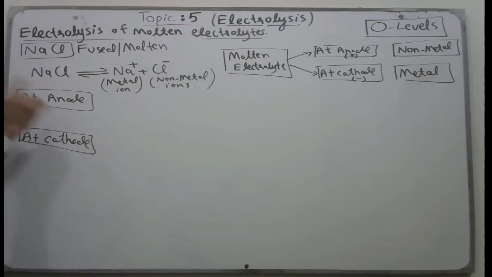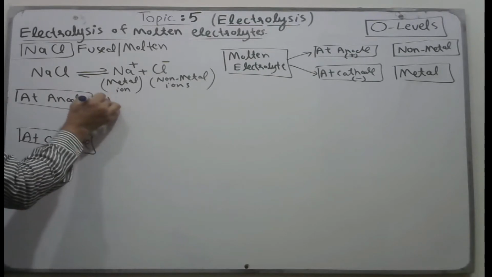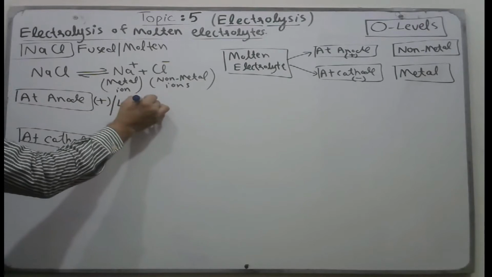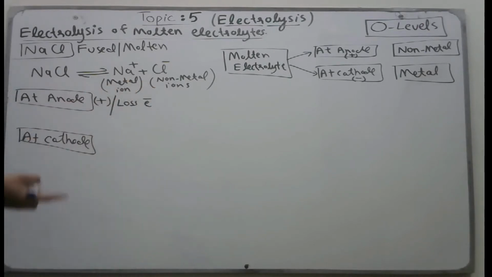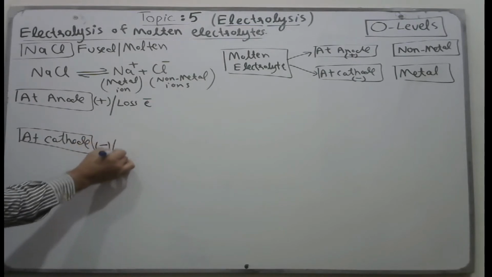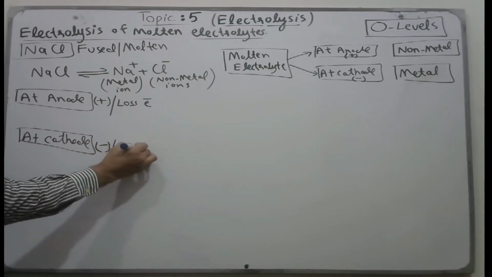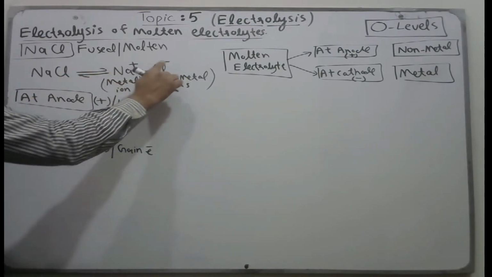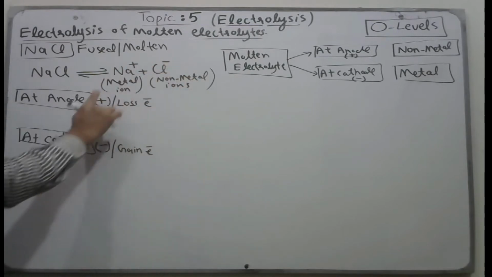We know that the anode is the positive terminal and the nature of the reaction is loss of electrons, meaning oxidation. So electrons are always lost at the anode, and the cathode is the negative terminal where gain of electrons always takes place. Out of these two ions, the negative ions are attracted towards the positive.